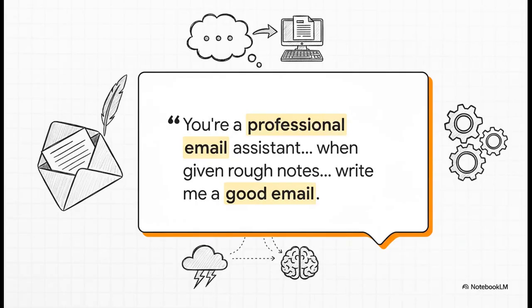Let's take a practical example. Say you want an email writer assistant. Your system prompt could be something as simple as, "Hey, you're a professional email assistant. I'm going to give you some rough notes or bullet points, and your job is to turn them into a great-sounding email." That's it. That one instruction completely reframes how the AI thinks and responds.